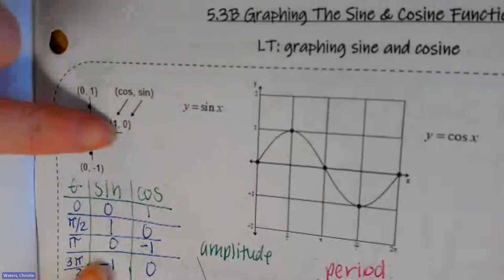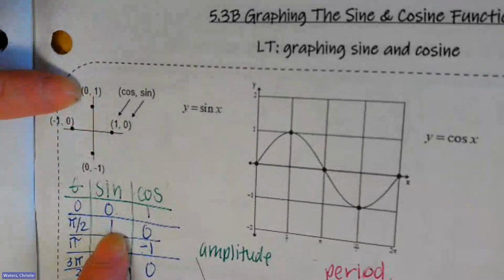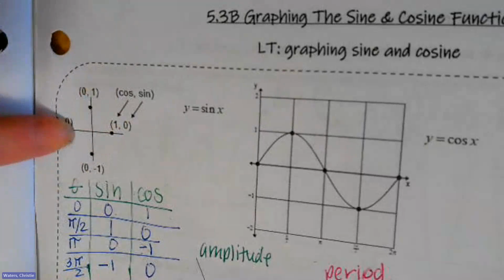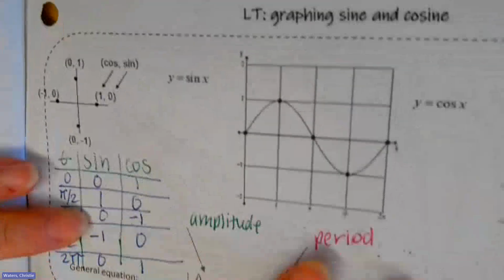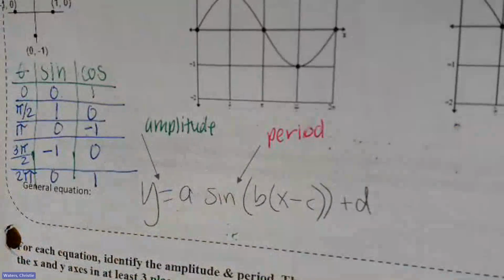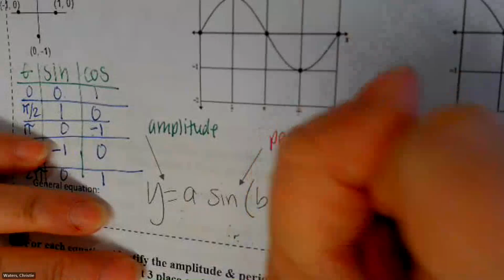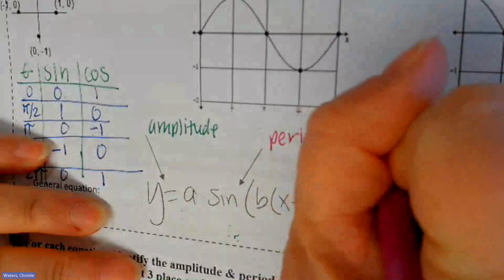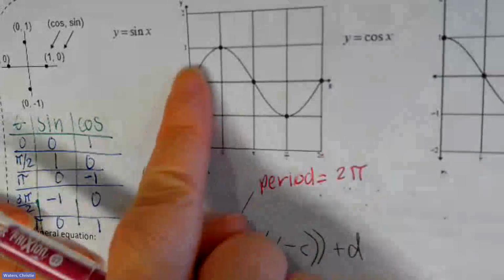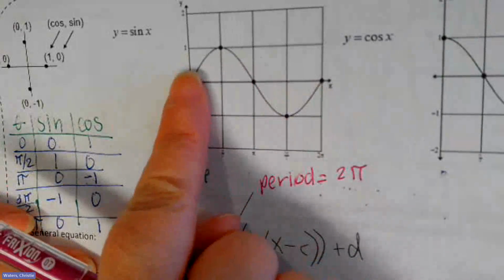We could also see that in our table here. So we start at 0, then over to 1, and then 0, and then -1 back and 0. That's one full circle. So one full circle is one cycle of both of these graphs. For that reason, the period is equal to 2 pi as the default. So for our parent function, the period is 2 pi because that's one trip around the circle.